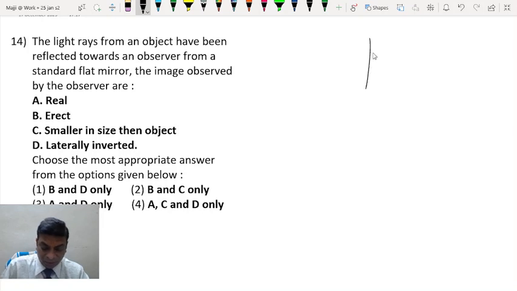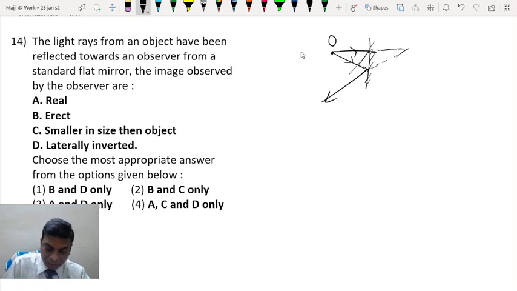This is a plane mirror. Okay, you have an object there. Light rays are reflected from the plane mirror, and they enter the observer's eye. That's all. So when they get reflected, they appear to come from a point like this. Okay. So the observer sees this. So this is the image.